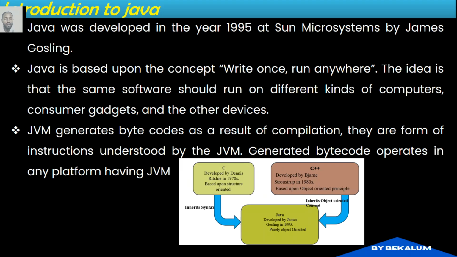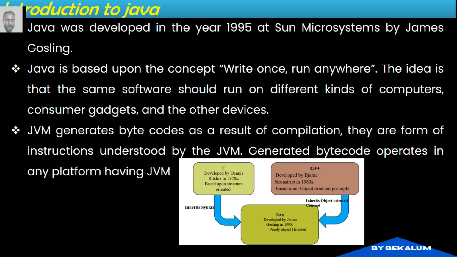So Java was developed in the year 1995 at Sun Microsystems by James Gosling. It was developed based on the concept of write once and run anywhere. The idea is that software should run on different kinds of computers, consumer gadgets and other devices. So having the JVM enables it to write once and run anywhere.